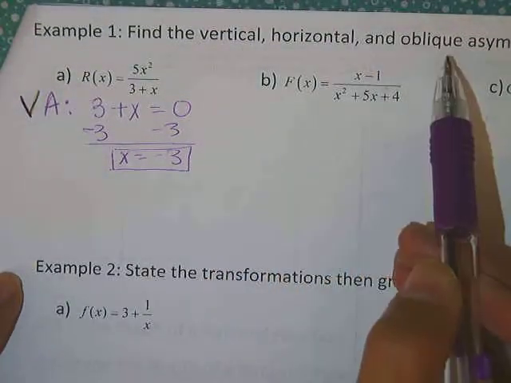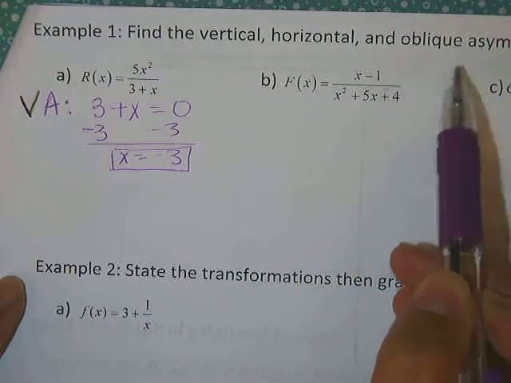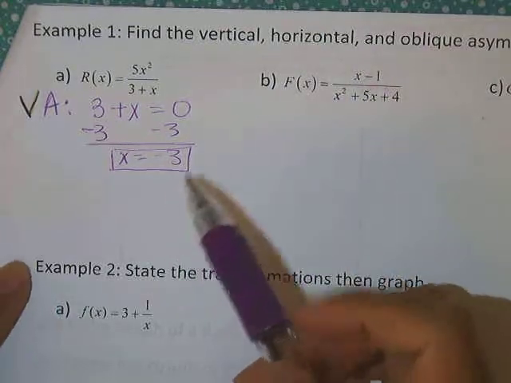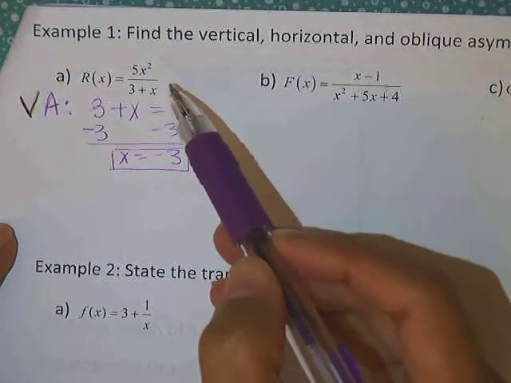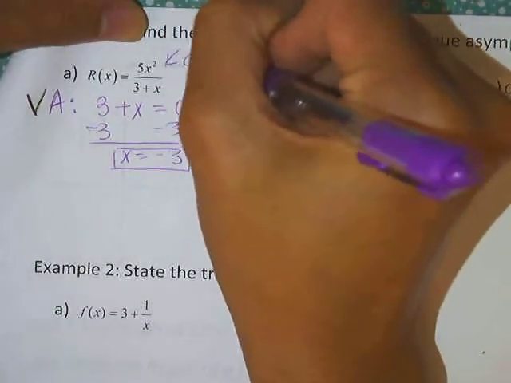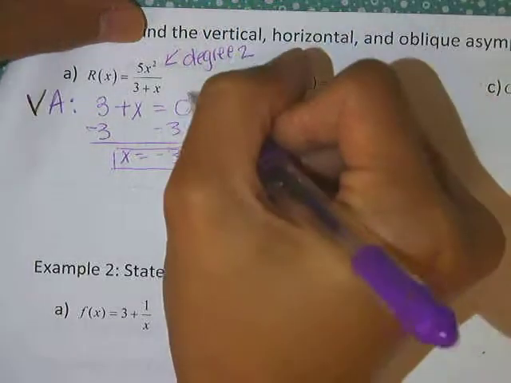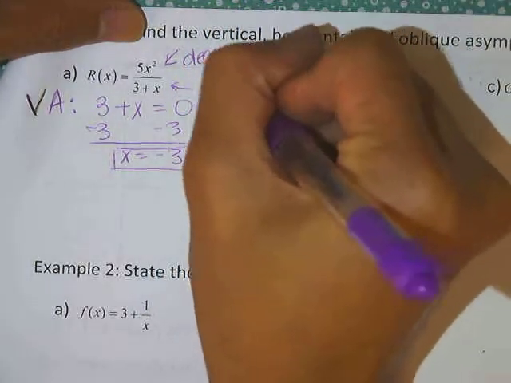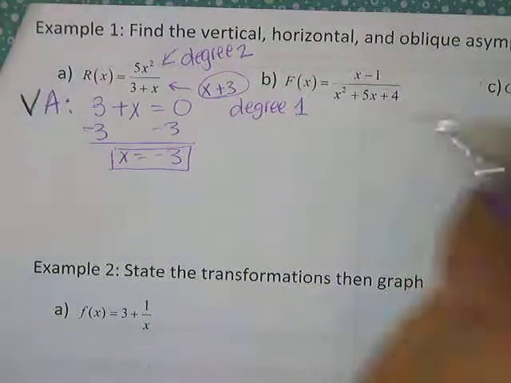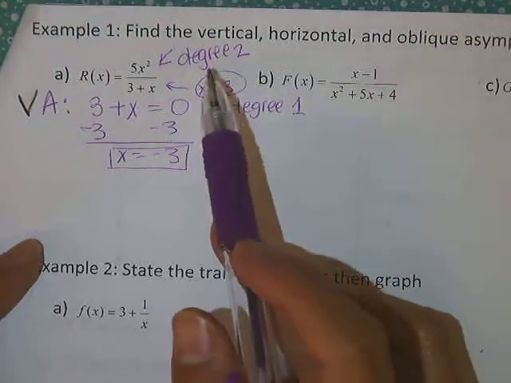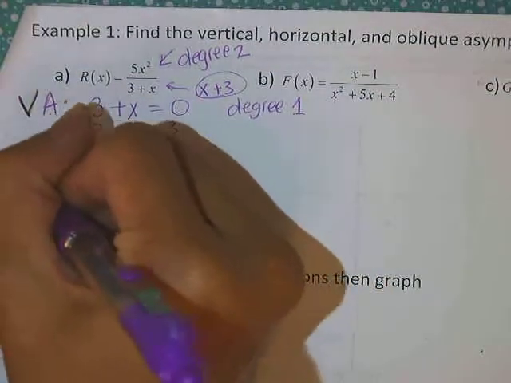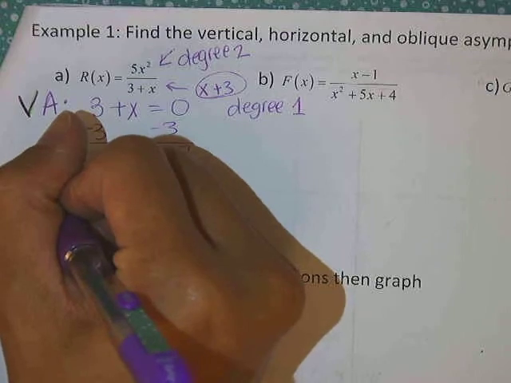Now you have either a horizontal or oblique asymptote. Sometimes you don't have either, but if you have a horizontal, then you don't have an oblique, or vice versa. So in this case, we look at the degrees of the denominator and the numerator. The degree on the top is 2. The degree on the bottom, if I put it in order, x plus 3, has a degree of 1. Based on your definition, the degree on the top is larger than the degree on the bottom. This gives you an oblique asymptote.